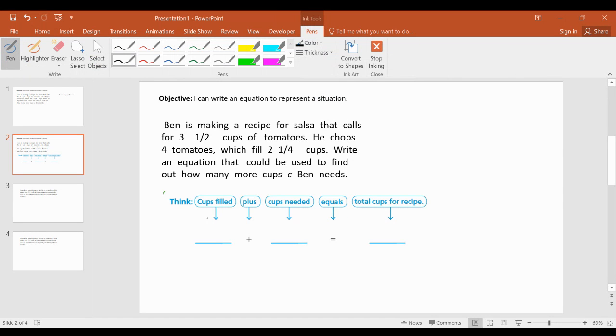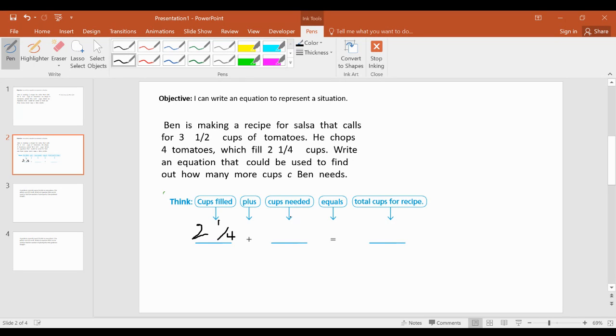Looking at my problem, the cups of tomatoes filled. So he chops up 4 tomatoes. That's going to fill up 2.25 cups. So I'm not going to put 4 tomatoes in here. I'm going to put the number 2.25 cups because I'm going to be writing my answer in cups. So 2.25, okay? And now I'm going to be adding, so I'm using my addition sign.